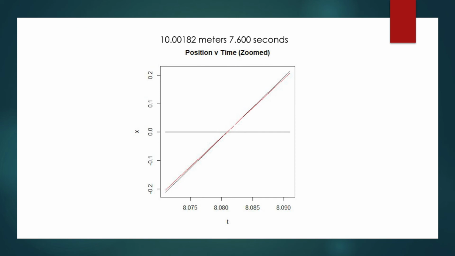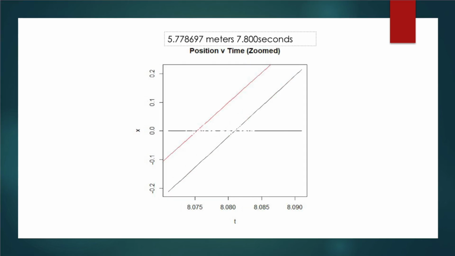Then as you can see on this next graph, if you do the throw about 10 meters from the finish line, or 7.6 seconds after the start of the sprint, you will finish roughly at the same time and not gain any time on your finish. Then we can see from the last graph that if you throw about 5.8 meters from the finish line, or 7.8 seconds after the start of the sprint, you should finish faster than if you didn't throw at all.